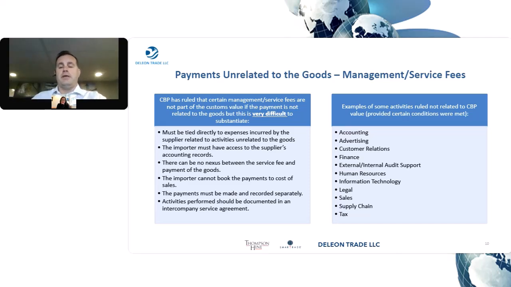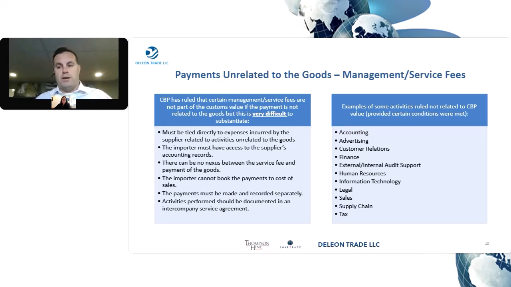But I'll give an example. Say you are importing from the parent company, and the parent company has centralized globally the accounts payable function for the entire world, right? Every related affiliate pays that entity for accounting functions. In that case, that accounting function, accounts payable, is unrelated to the actual imported goods. So you can make a case that that payment could be excluded from the value. This kind of falls within what we're saying with genera. You have to prove it's unrelated to the goods, right? And if I can prove it's related to an accounting function that has nothing to do with the actual importation, then I can potentially exclude that service fee from the value.